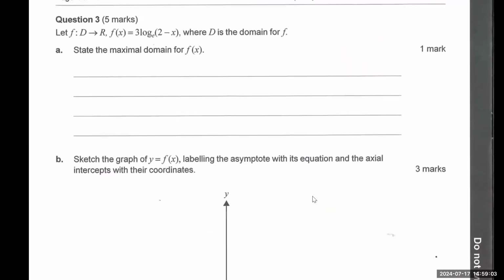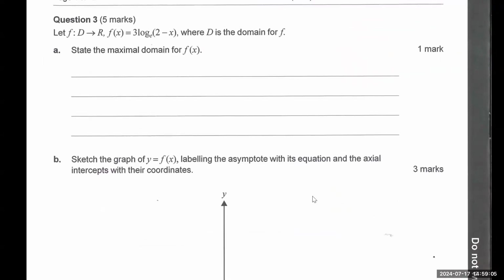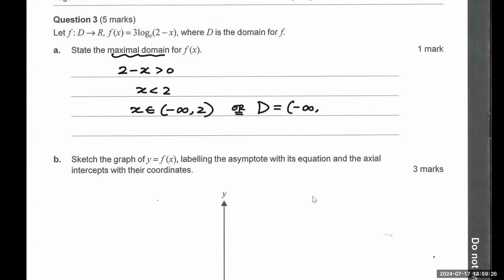Question 3. f of x is 3 log e of 2 minus x. D is the domain of f. Specify the maximal domain for f of x. All I need to make is 2 minus x greater than 0, so x is less than 2. Therefore, x is an element of negative infinity to 2. Or you could say D equals negative infinity to 2.